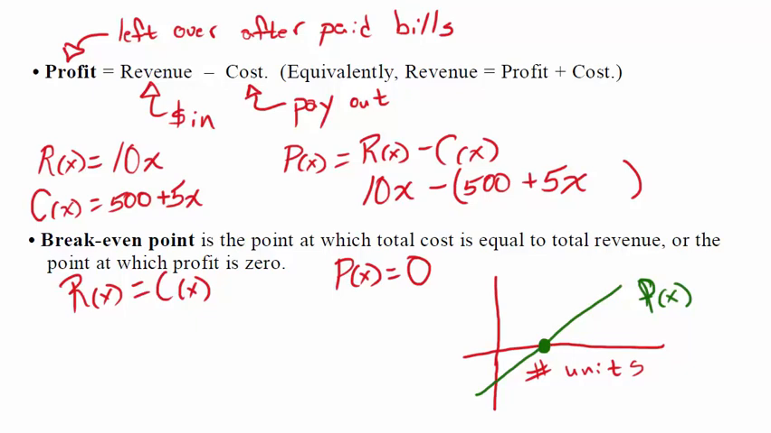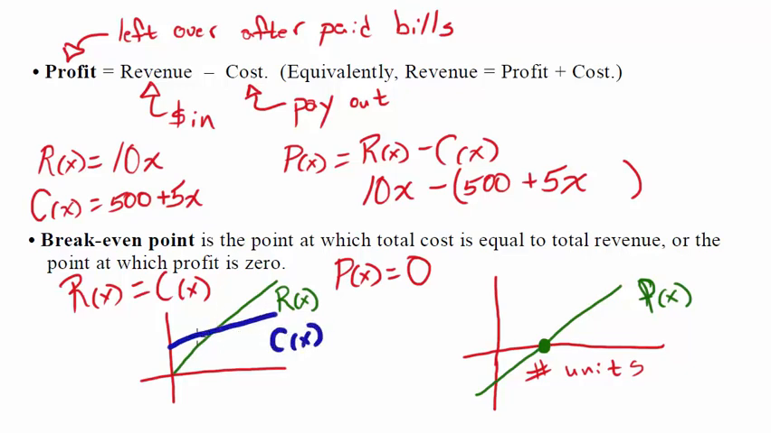Another way to think of this is with our revenue and cost functions. Let's say my revenue starts at 0 and goes up here, and we'll call this R of x. Let's say my cost function looks something like this. So my revenue finally exceeds my cost, so I am making money. That break-even point would be right here.